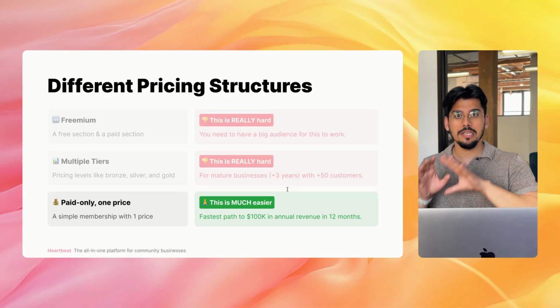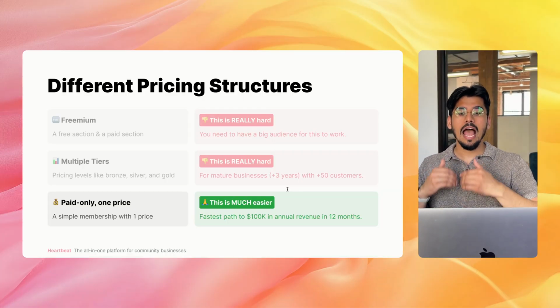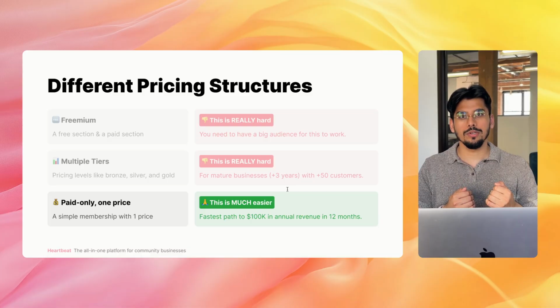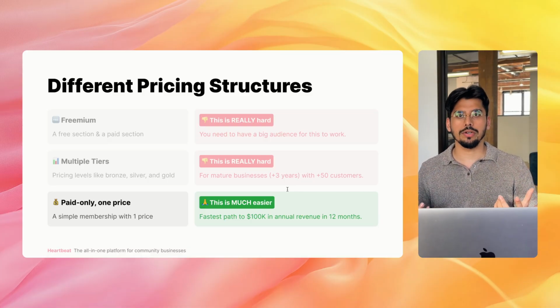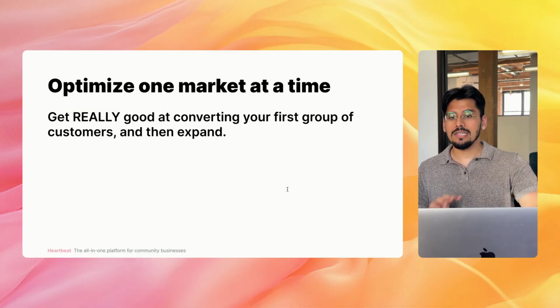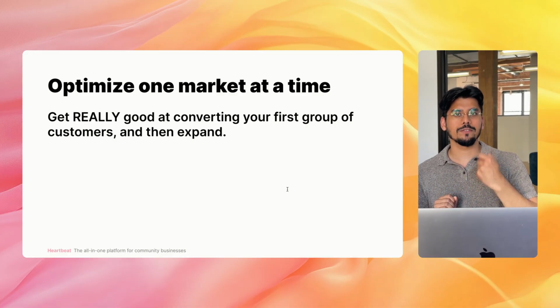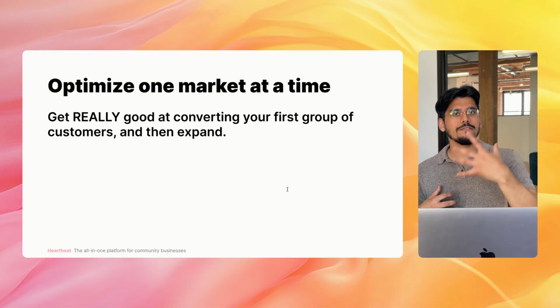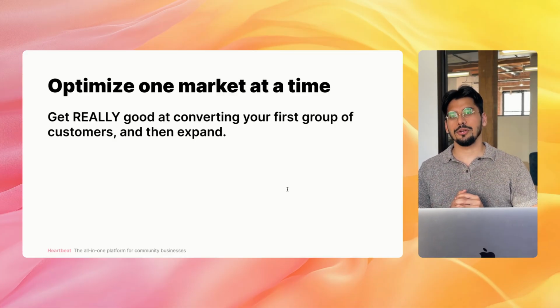What we have found is time and time again, having a paid only one price point community is the fastest path to reaching 100,000 in annual recurring revenue in your first year as you are actually building out Heartbeat. So my advice to you is always optimize one market at a time, get really good at converting that first group of customers, and then feel free to expand concentrically as you grow your business.